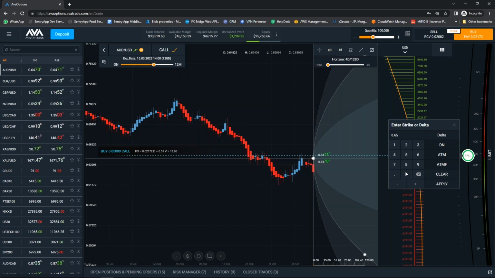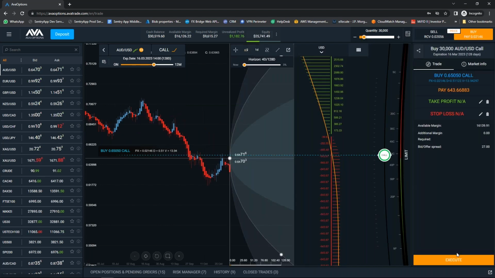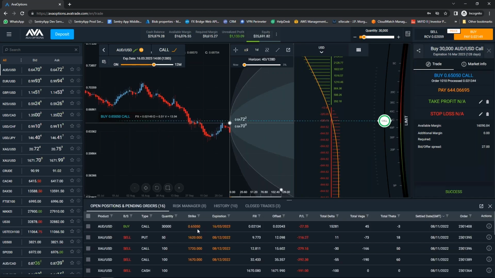But if I want to do an option at 0.6505, no problem. It's priced. I'll do the option on 30,000, execute. And that's done. And here it comes there. It's in our open positions, 0.6505.